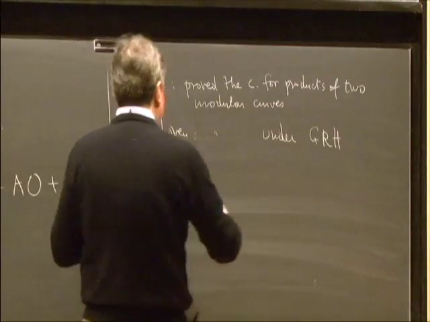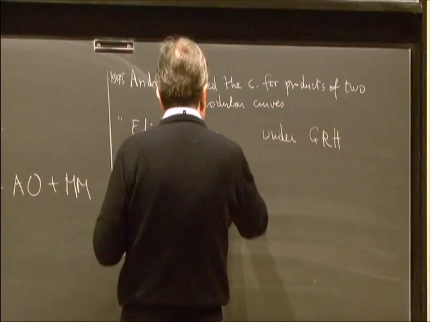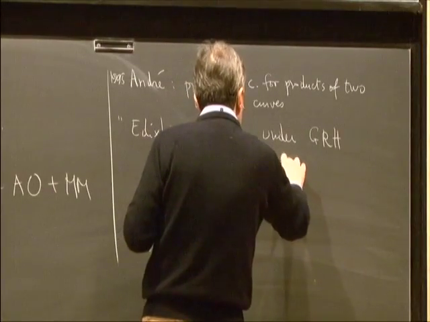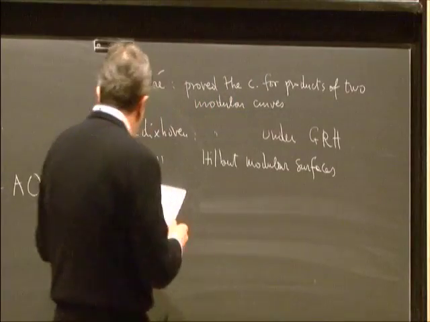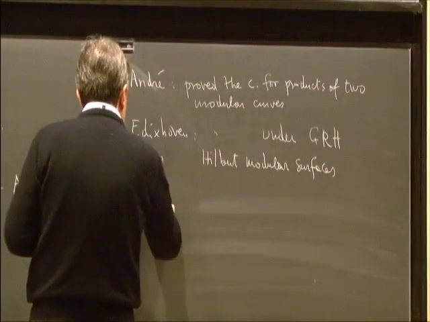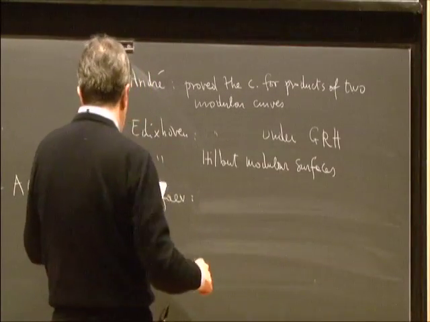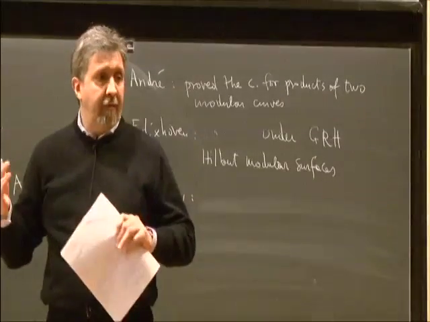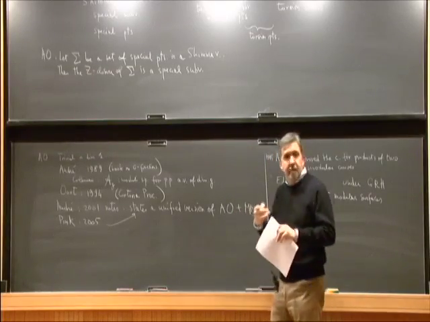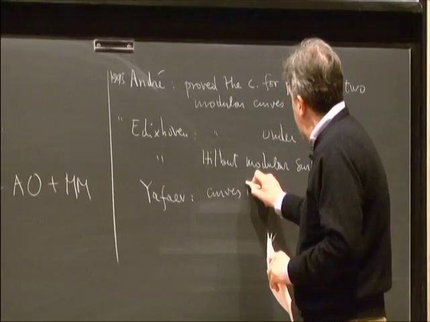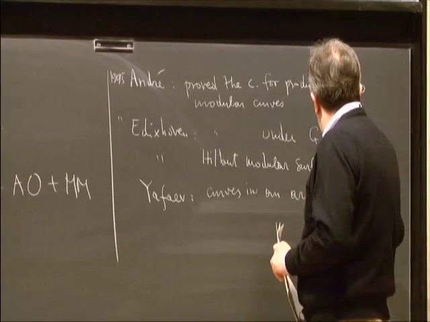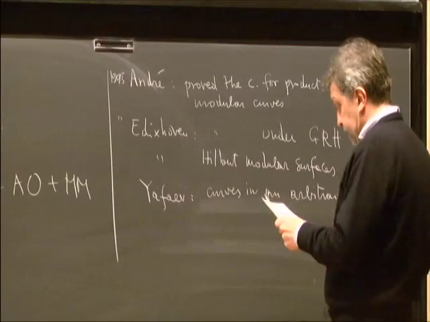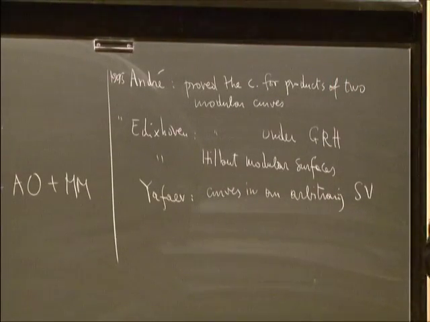Edixhoven then did the case of Hilbert modular surfaces. And then there are other intermediate results, but I only quote Yafaev, who did the general arbitrary case of curves. So he proved that if a curve in a Shimura variety contains an infinity of special points, then it is a special curve. So curves in an arbitrary Shimura variety. I think Edixhoven also did the product of any number of modular curves, under GRH. I see. This I didn't know.